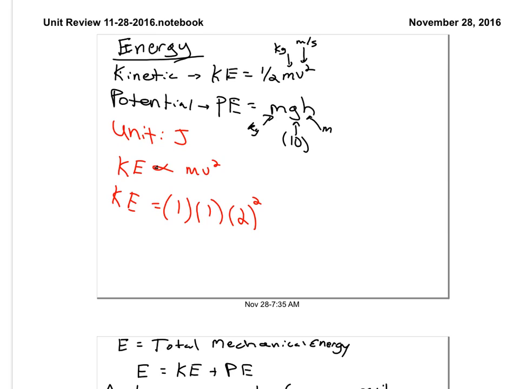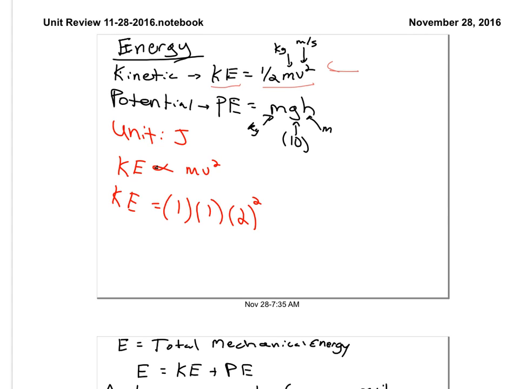We have both kinetic and potential energy. Kinetic energy is the energy of movement. So whenever something is moving, it has kinetic energy. We represent that as KE, and it is equal to 1/2 mv squared, 1/2 mass times its speed squared. Mass has to be in kilograms, and velocity or speed has to be in meters per second.